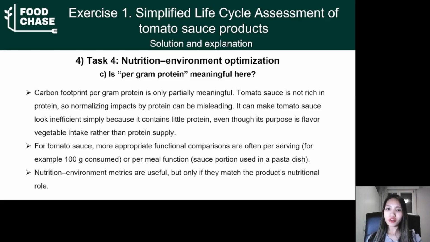For tomato starch, a more appropriate functional comparison is often per serving, for example per 100 grams consumed, or per meal function. For example, the starch portion used in a pasta dish. So the nutrition environmental metrics are useful, but only if they match the product's nutritional role.